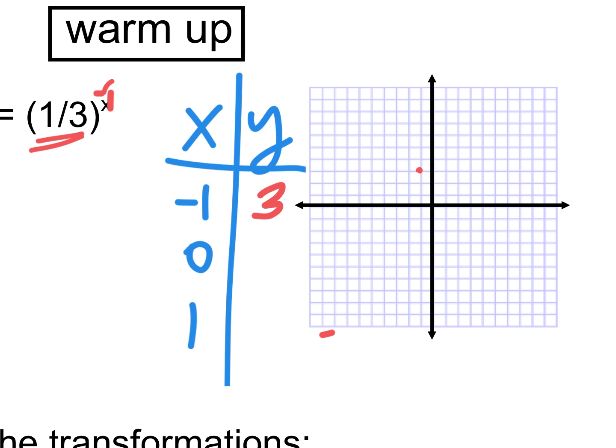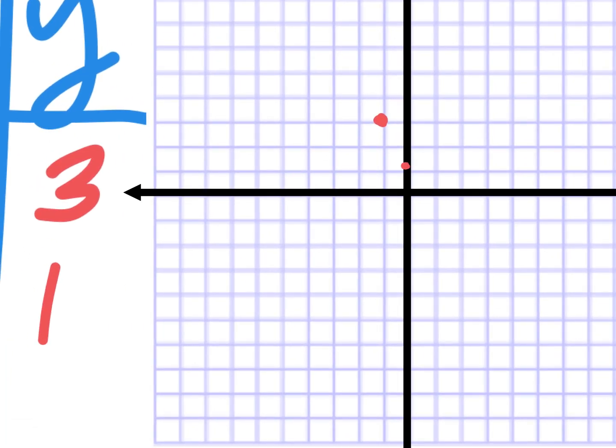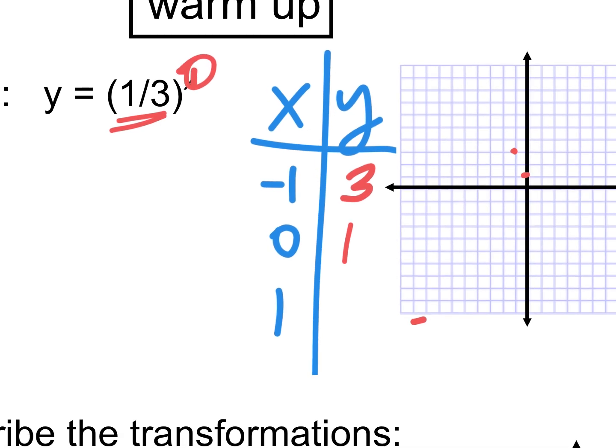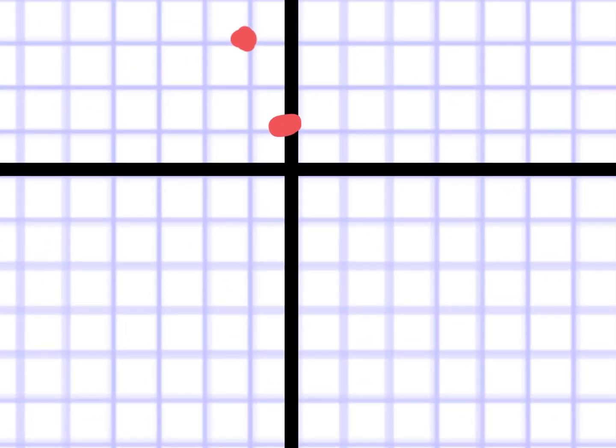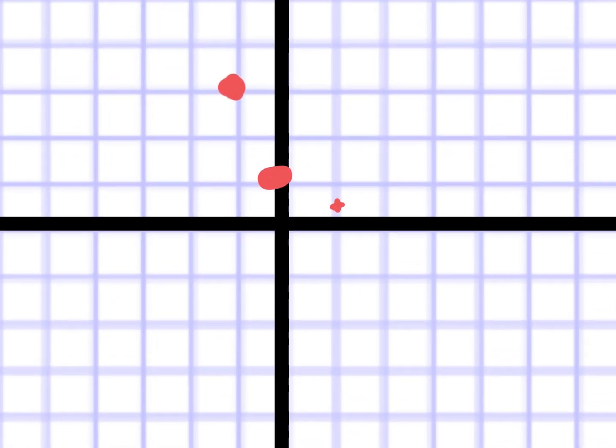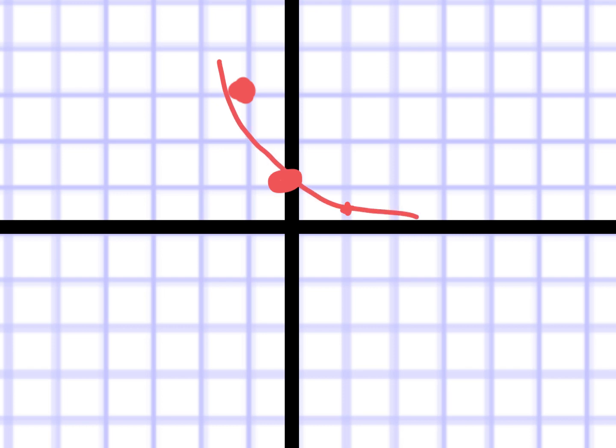Aurelia, when you put in 0, what do you get? 1. Correct. 0 comma 1. It's right there. Is it slowly decaying? Yes, it is. It's going down. And then I put in a 1. Aben, when you put in a 1, what do you get? I got like 0.33. You are correct. That's the same as 1/3, because when you put in a 1, 1/3 to the 1 is 1/3. So 1 comma 1/3. If I graph that, it's kind of like that-ish. And look at that. It's going down just like we'd expect.